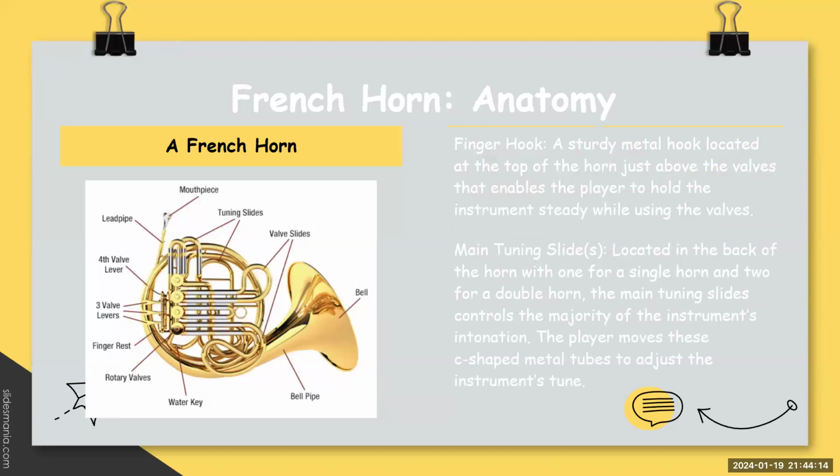On the next slide, the finger hook is where you put your fingers and locate your palm, so you can put your fingers through the hook to press the keys. And there are the main tuning slides. The tuning slides are located in the back of the horn, and it depends if it's a single horn or a double horn. The main tuning slides control the majority of the instrument's intonation, and the player moves these C-shaped tubes to adjust the instrument's tune.